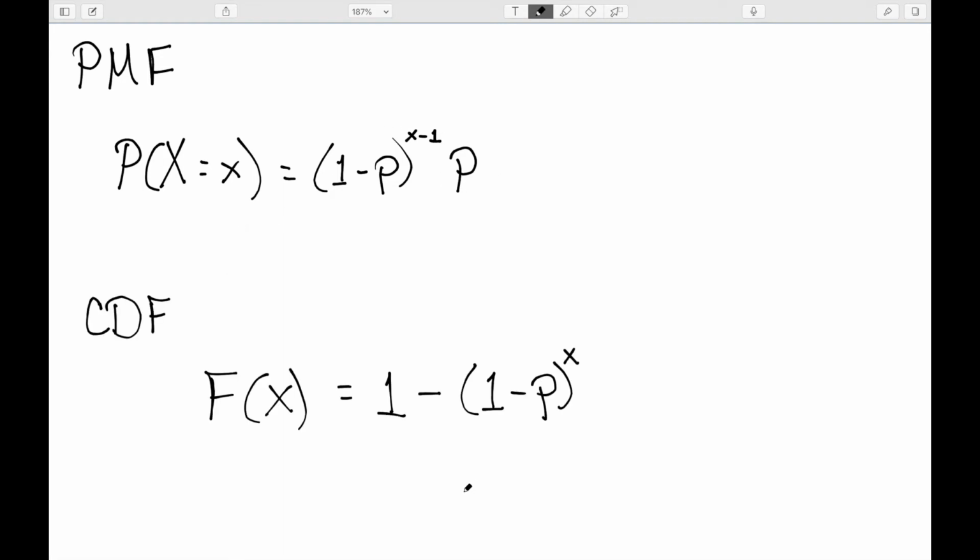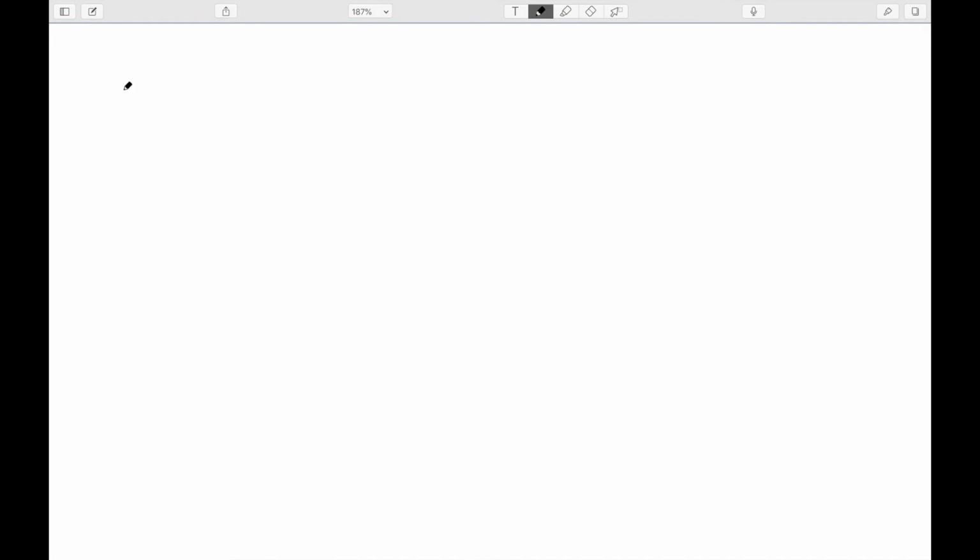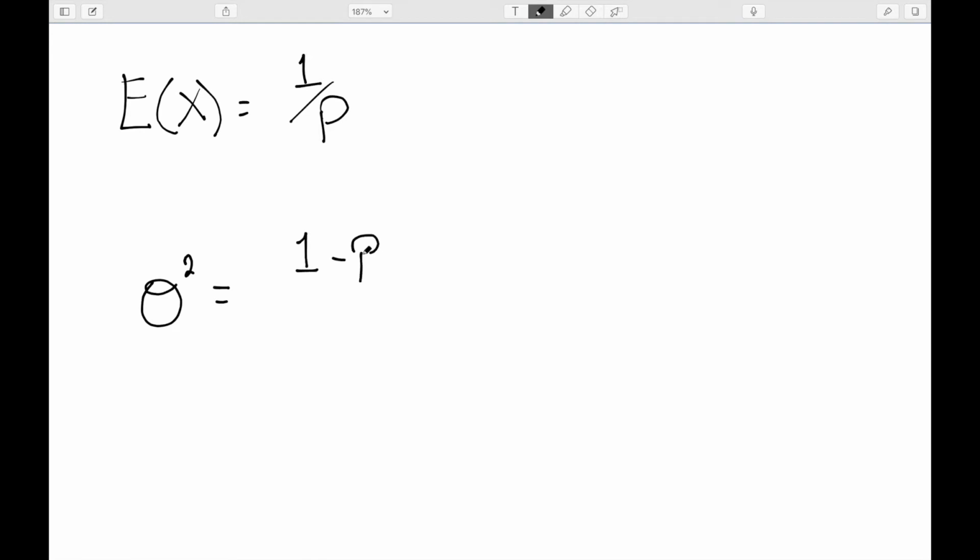The CDF is then given by capital F of x equal to 1 minus (1 minus p) to the x power. For a geometric distribution, we have that the expected value is equal to 1 over p, where p is our probability of success. And the variance, 1 minus p over p squared. So let's look at some examples of this.